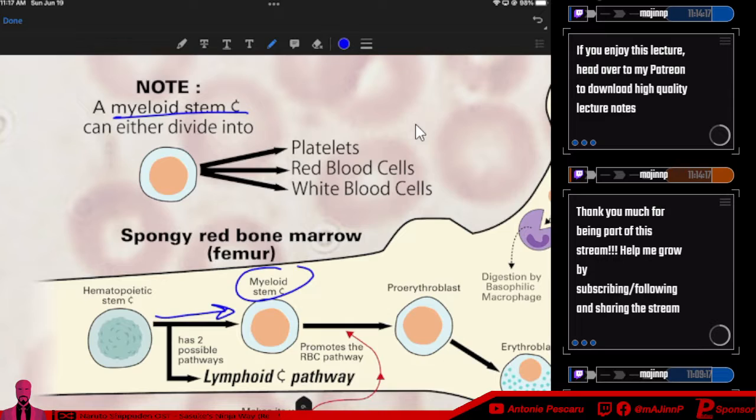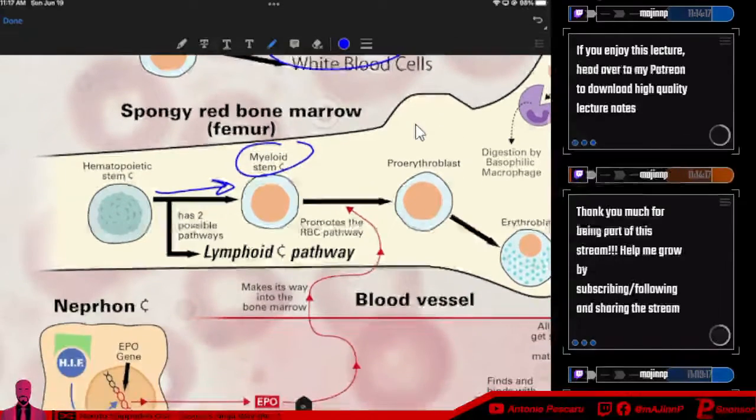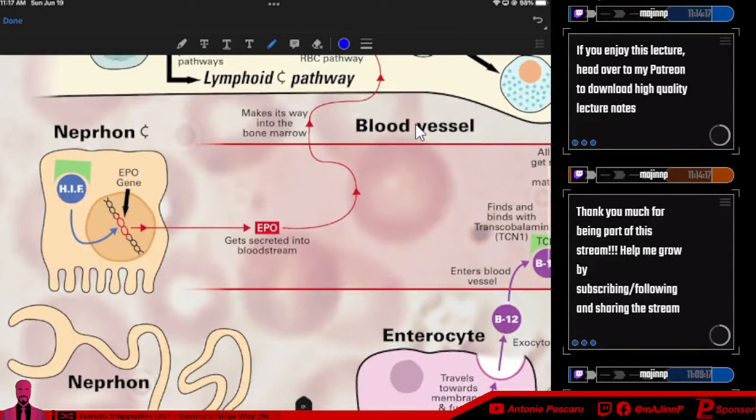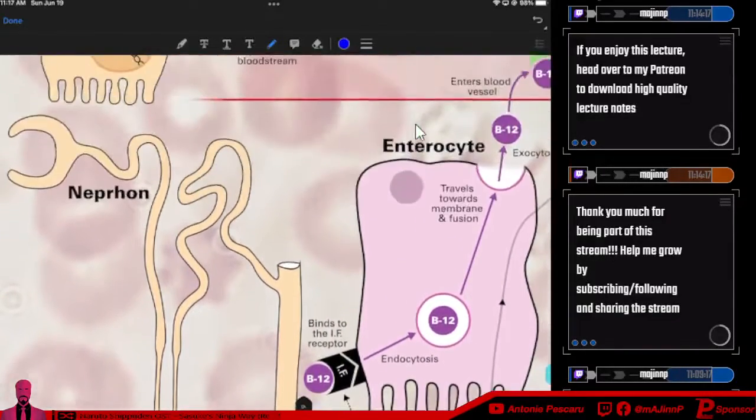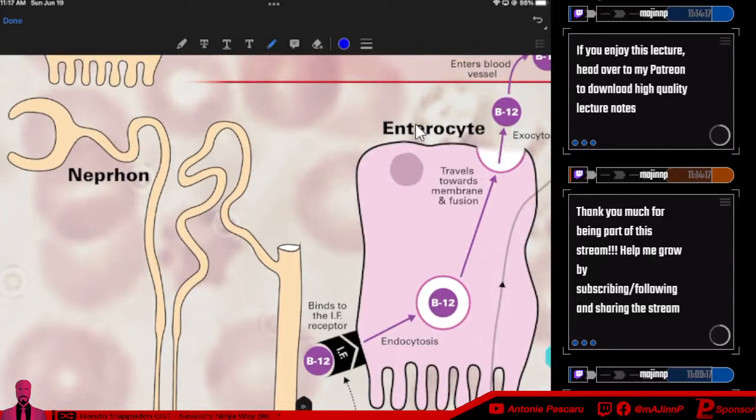Now the question is how do you get it to choose our target, the red blood cell? Well, that is where you have to follow this arrow over here, which leads us to the nephron cell. The nephron, I should have actually put here in parentheses, this is the kidneys.